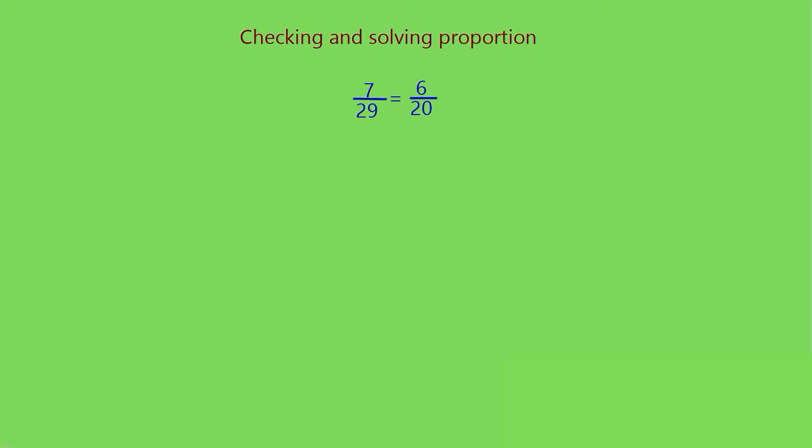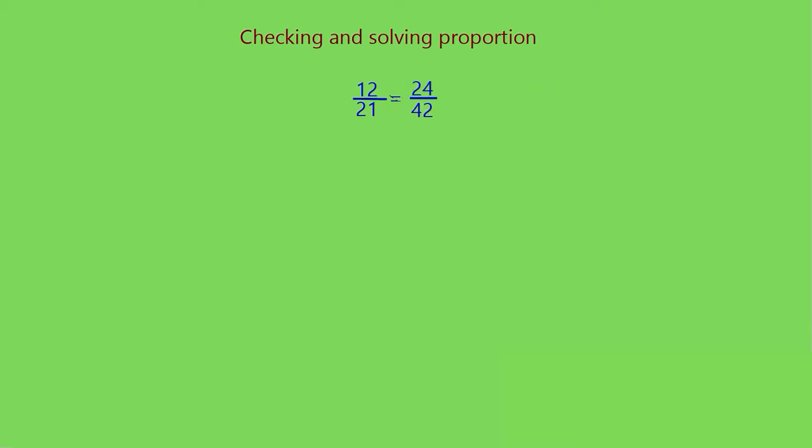Moving on, let's now check and solve proportions. So we have 7 over 29 and 6 over 20, and we want to know if when we cross multiply both sides are equal. Multiplying 7 by 20 we get 140. Multiplying 6 by 29 we get 174. So they are not equal.